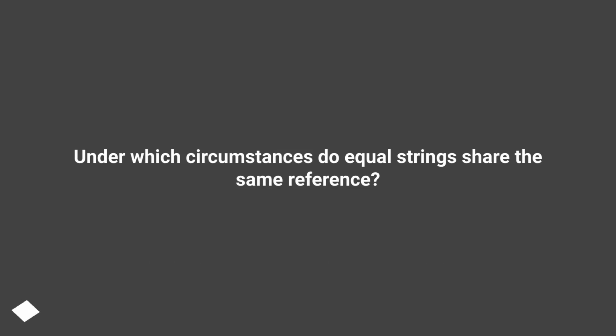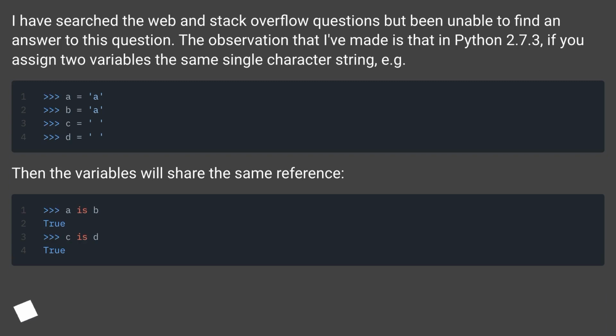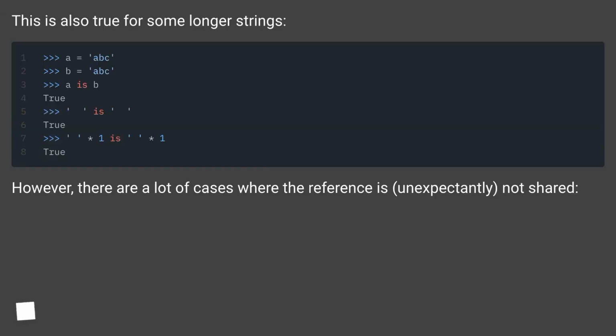Under which circumstances do equal strings share the same reference? I have searched the web and Stack Overflow questions, but been unable to find an answer to this question. The observation that I've made is that in Python 2.7.3, if you assign two variables the same single character string, for example, then the variables will share the same reference.